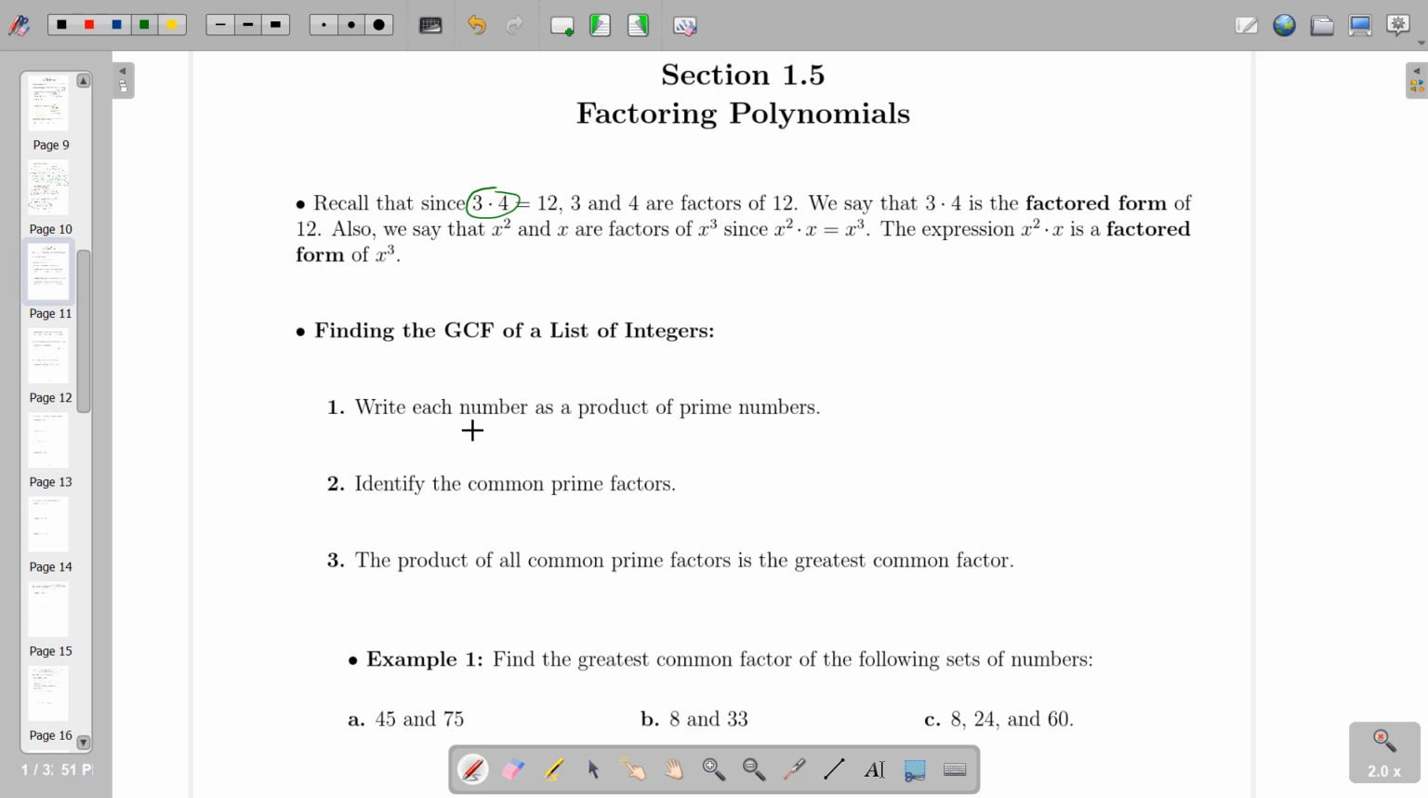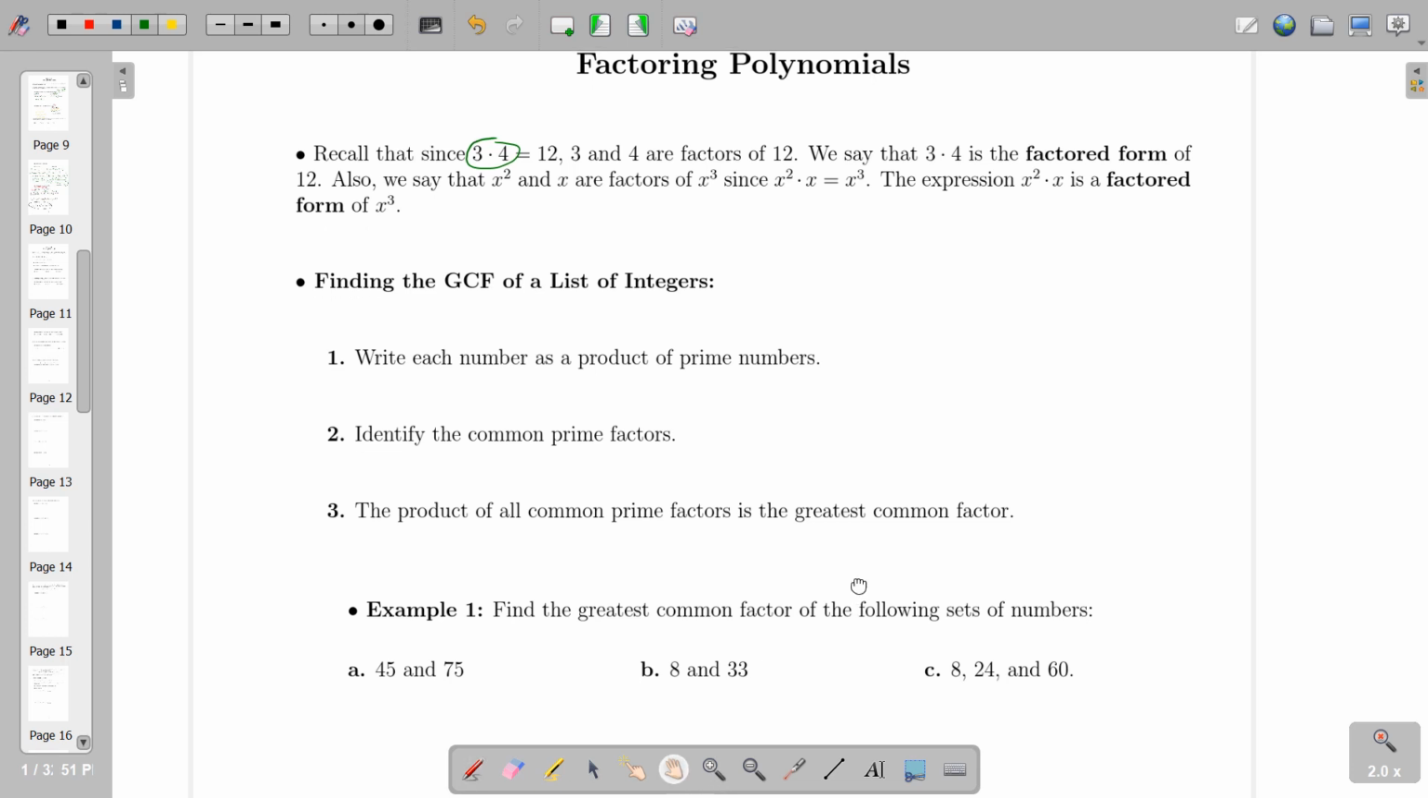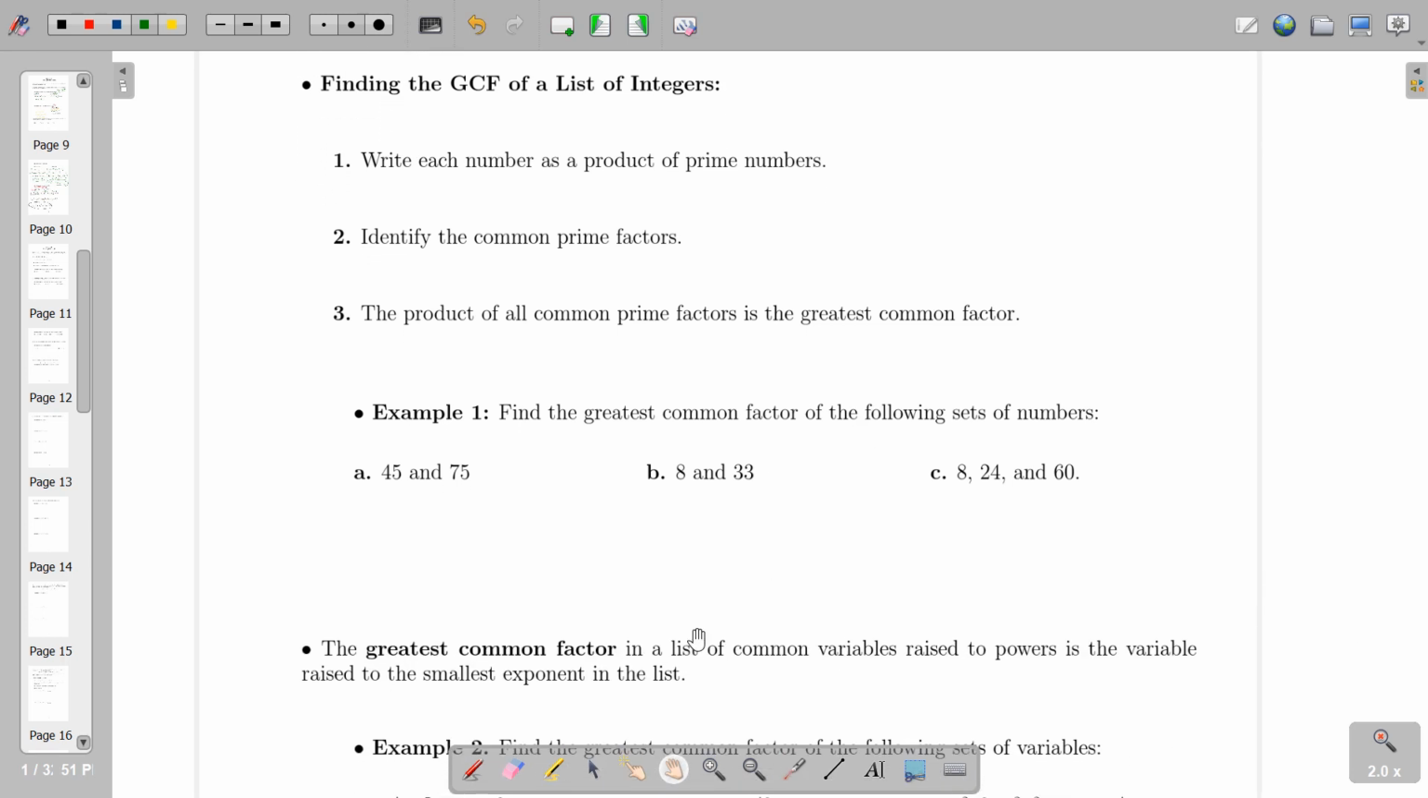All right, so if you are looking at a number and wondering what factors it has, a lot of times it's nice to give the prime factorization, or write a number as the product of prime numbers. If we do that, it makes it a lot easier to tell what the greatest common factor would be of a list of numbers. Okay, so let's do some examples down here.